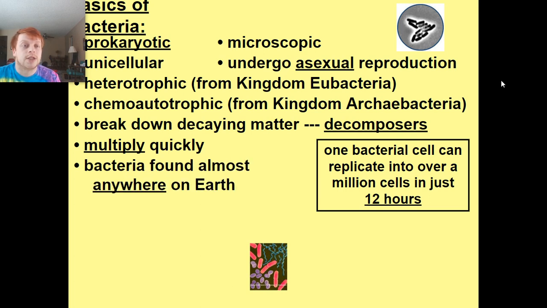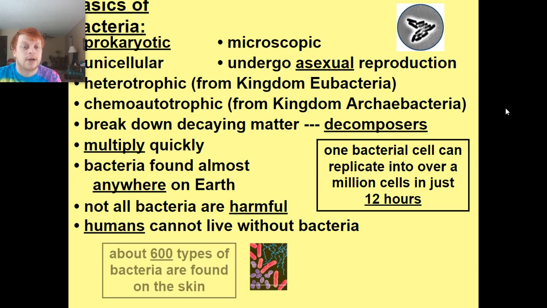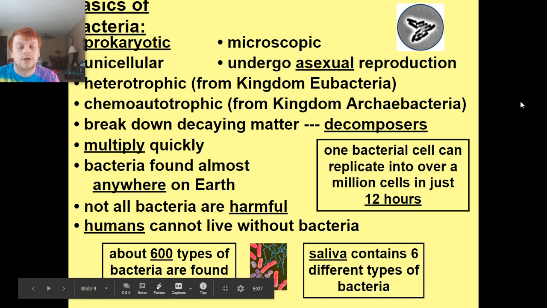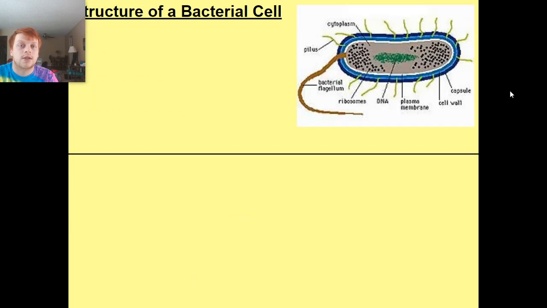Bacteria are found pretty much everywhere on Earth, so they are one of the most versatile organisms in existence. Not all of them are harmful. We have bacteria in our gut called your gut flora that help you with digestion of food. And we can't actually live without the bacteria that are in our body. So there's 600 types of bacteria found on your skin alone, and all of these are either not harmful or are helpful. Your saliva has 6 different types of bacteria, which also helps with the process of breaking down food. So again, don't always think of bacteria as a negative thing, but some of them can be pathogenic or cause disease.